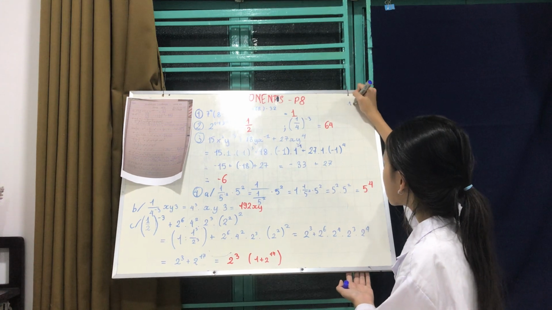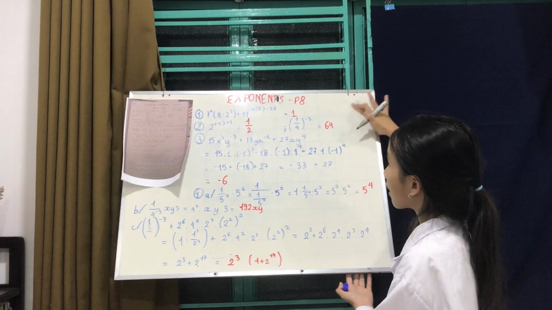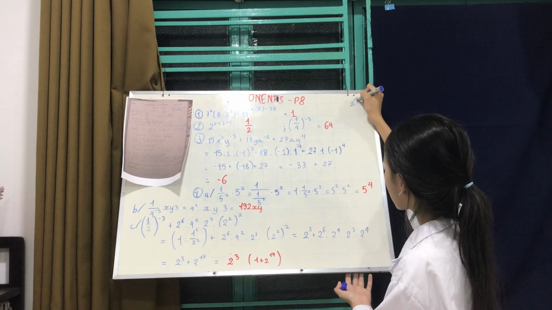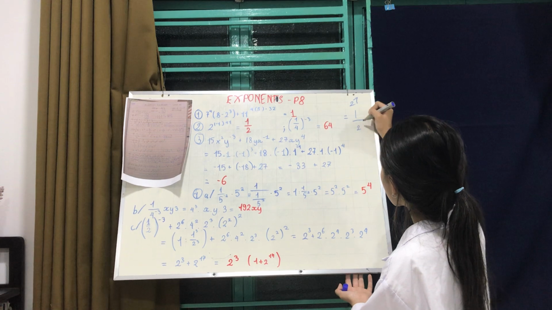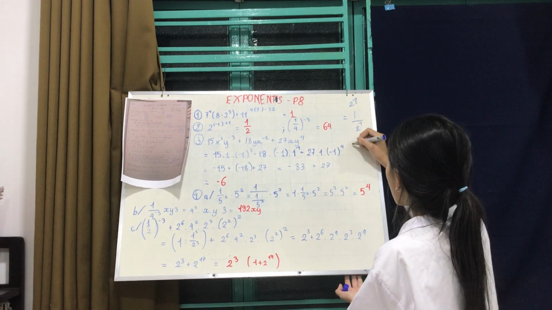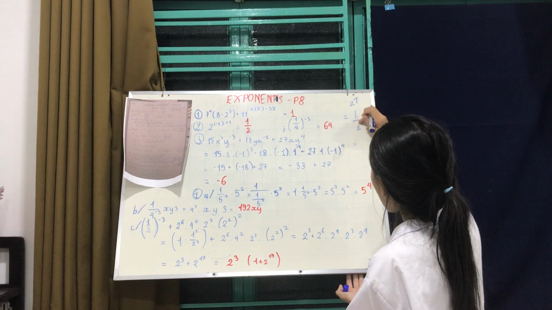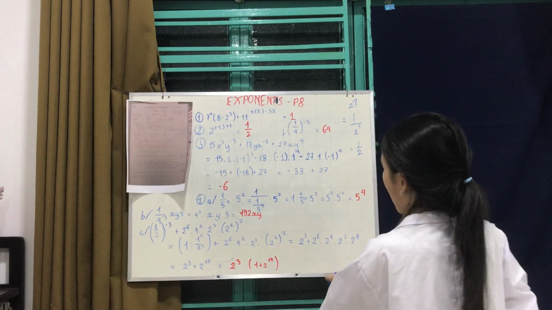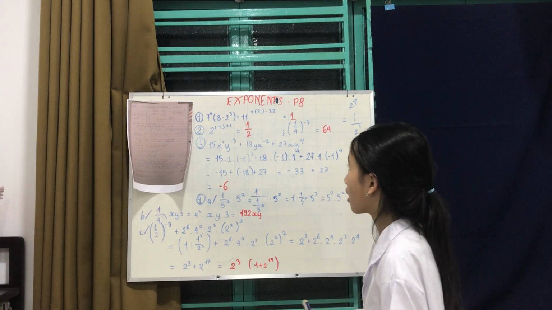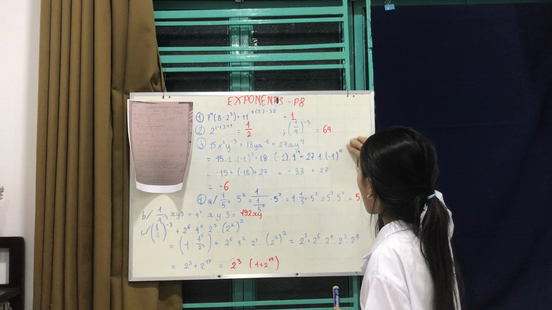Negative 1 times 11 will equal negative 1. And 2 to the power of negative 1 will equal 1 over 2 to the power of 1, which will equal 1/2. And there we go. That is for our second question.